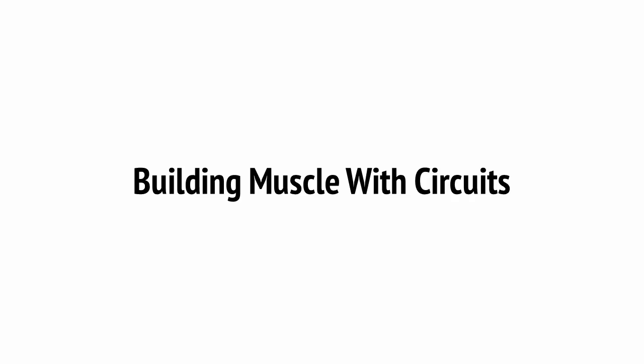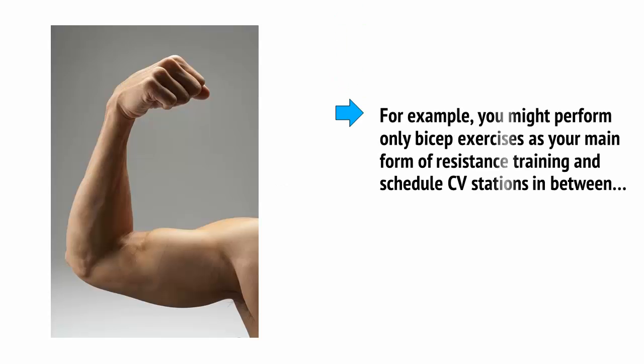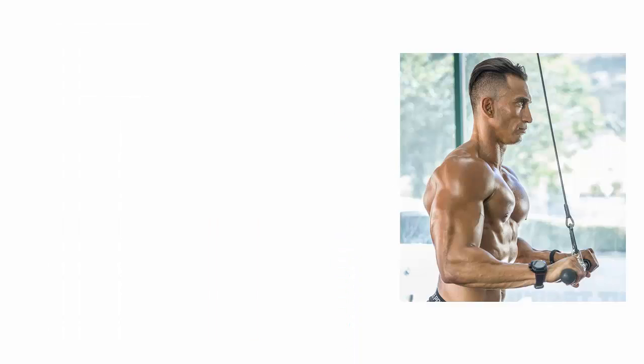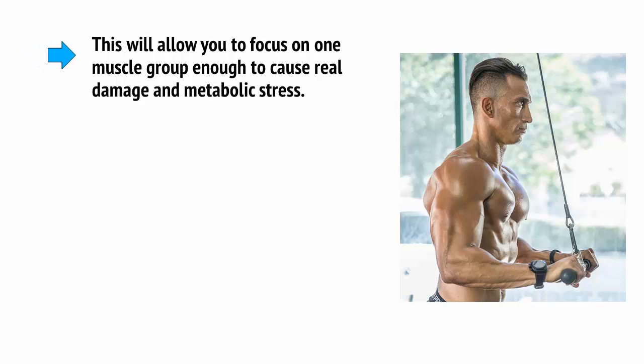Want to build more size and less definition with your Metcon circuits? Then a good option is to use the same type of routine, but to focus more on one muscle group. For example, you might perform only bicep exercises as your main form of resistance training and schedule CV stations in between, essentially making a structured form of cardio acceleration. This will allow you to focus on one muscle group enough to cause real damage and metabolic stress.